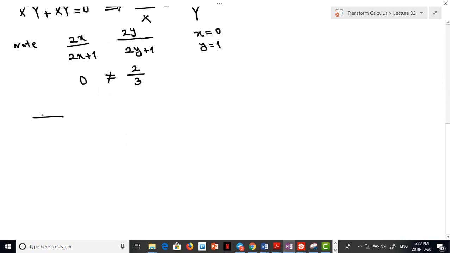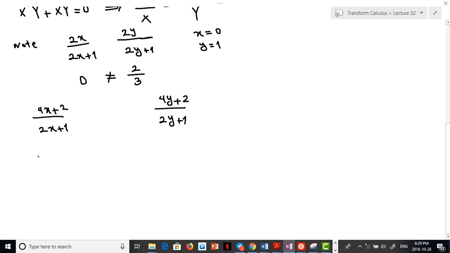Imagine I have (4x plus 2) divided by (2x plus 1). And here we have (4y plus 2) divided by (2y plus 1). These two functions are equal. Why? Because if you pick any x and y, they are equal.